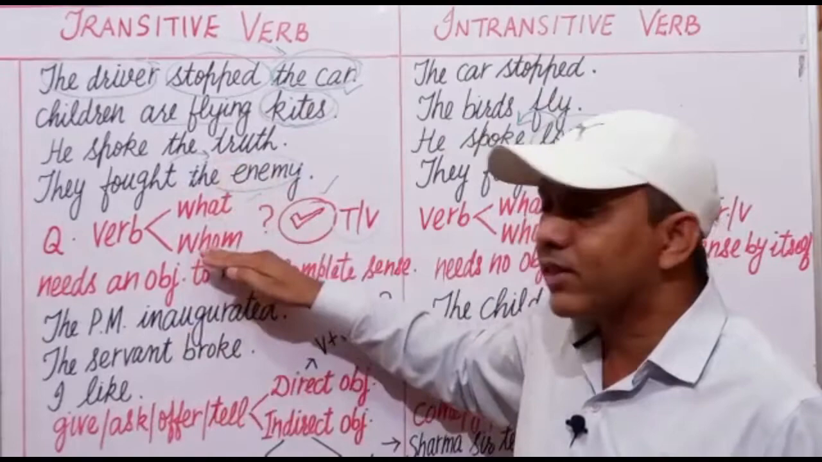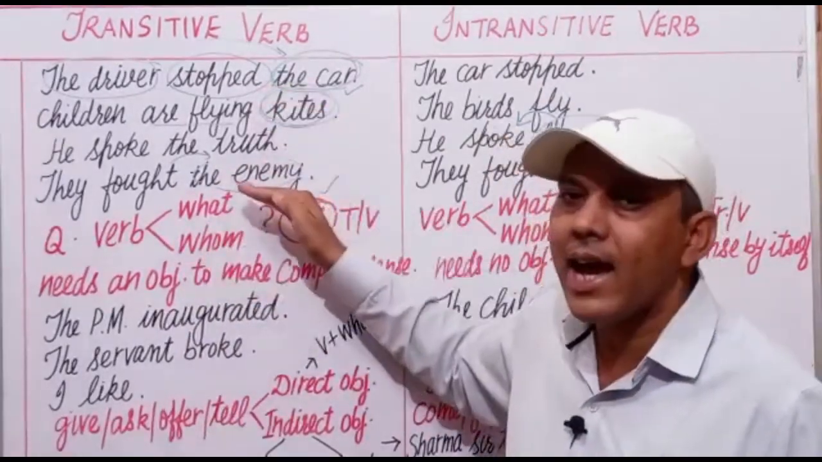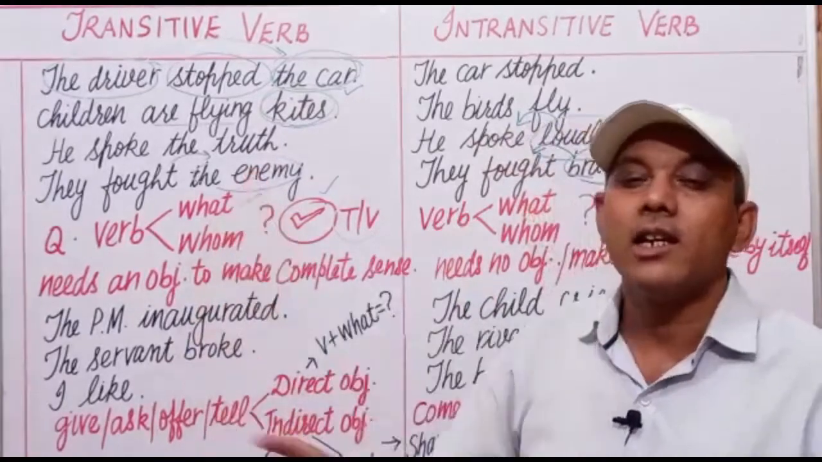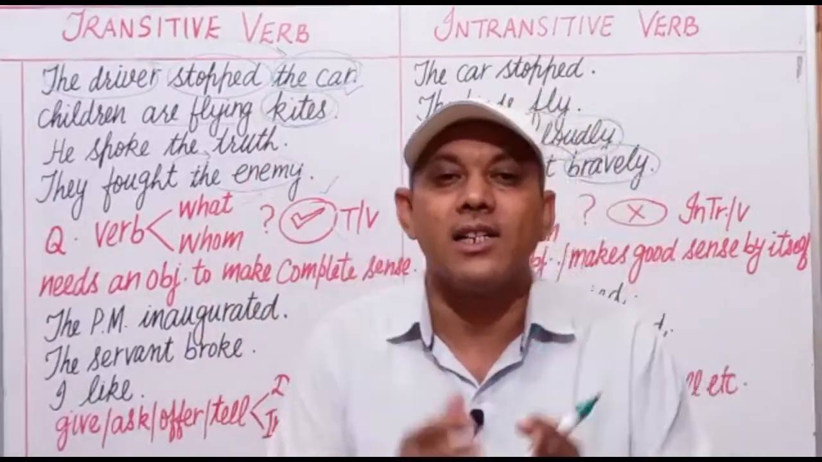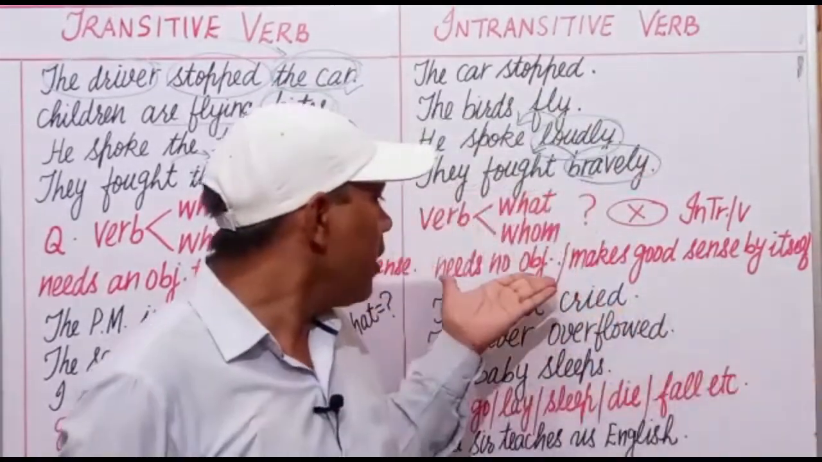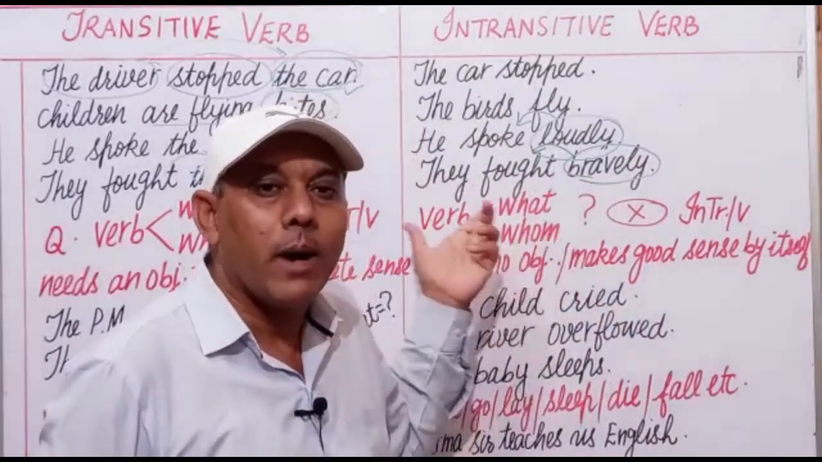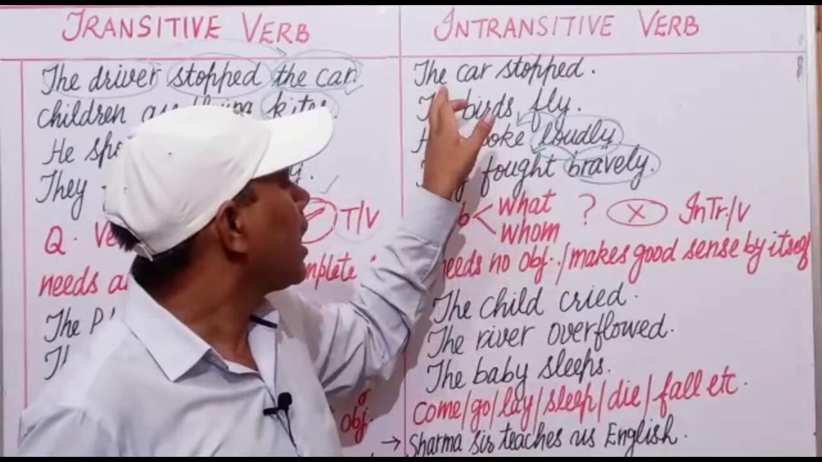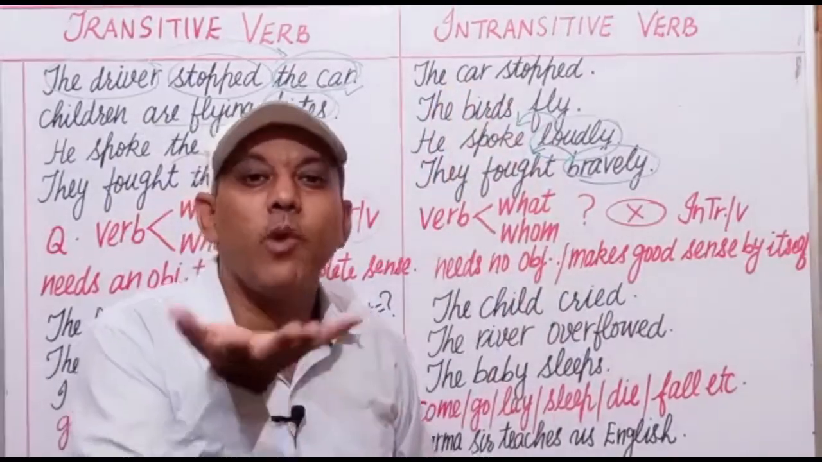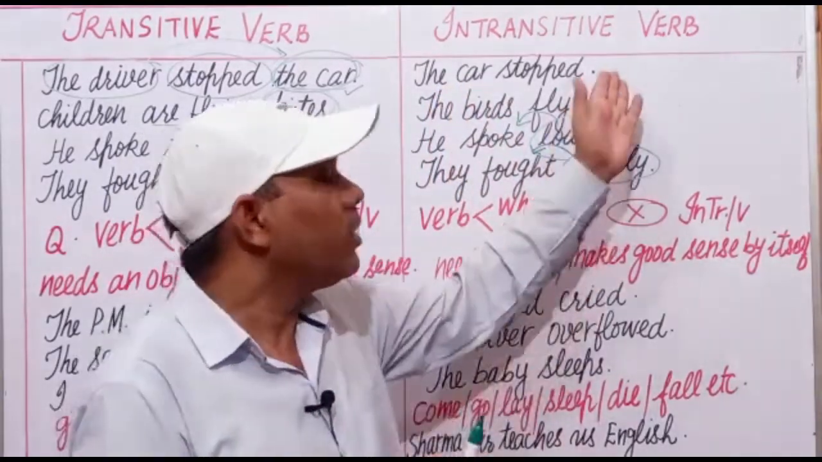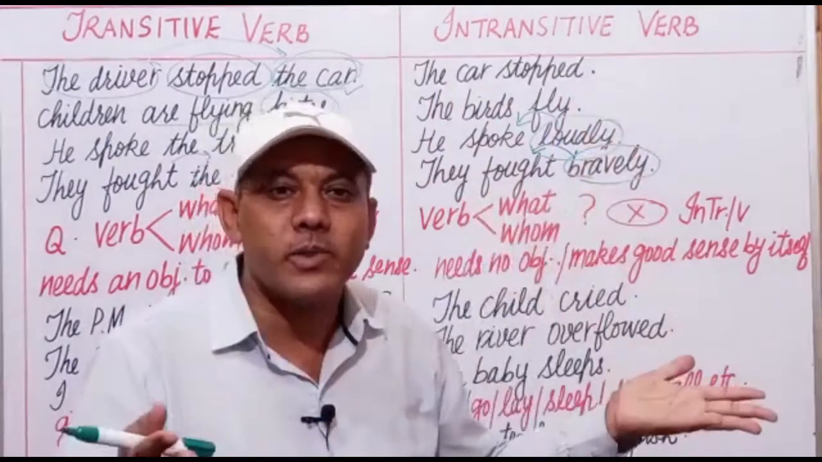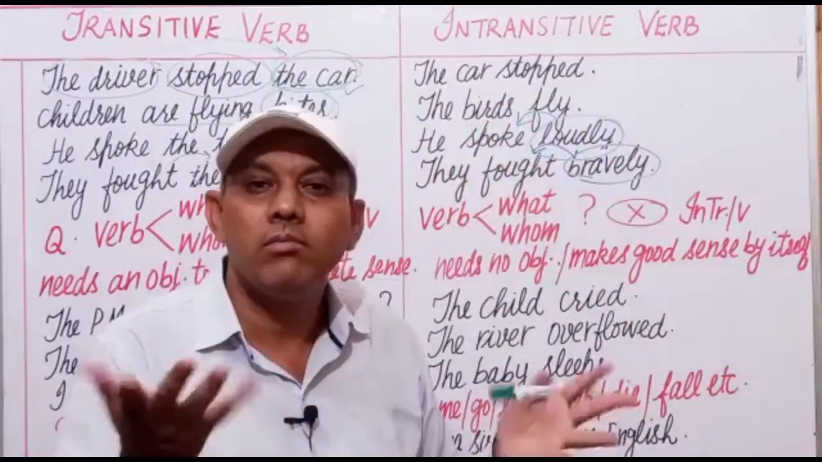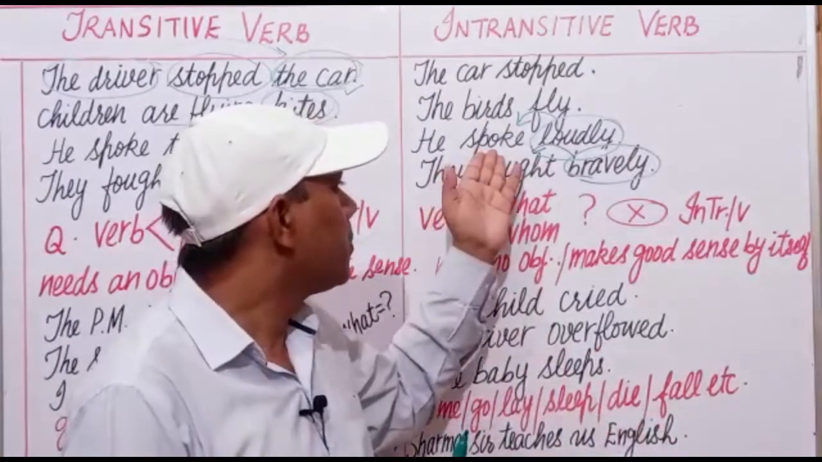If by framing this question we get the answer as an object, the verb is used as a transitive verb. But when we get no answer by framing such questions, for example, the car stopped. Stopped what? We get no answer. It needs no object. The birds fly. Fly what? No answer.